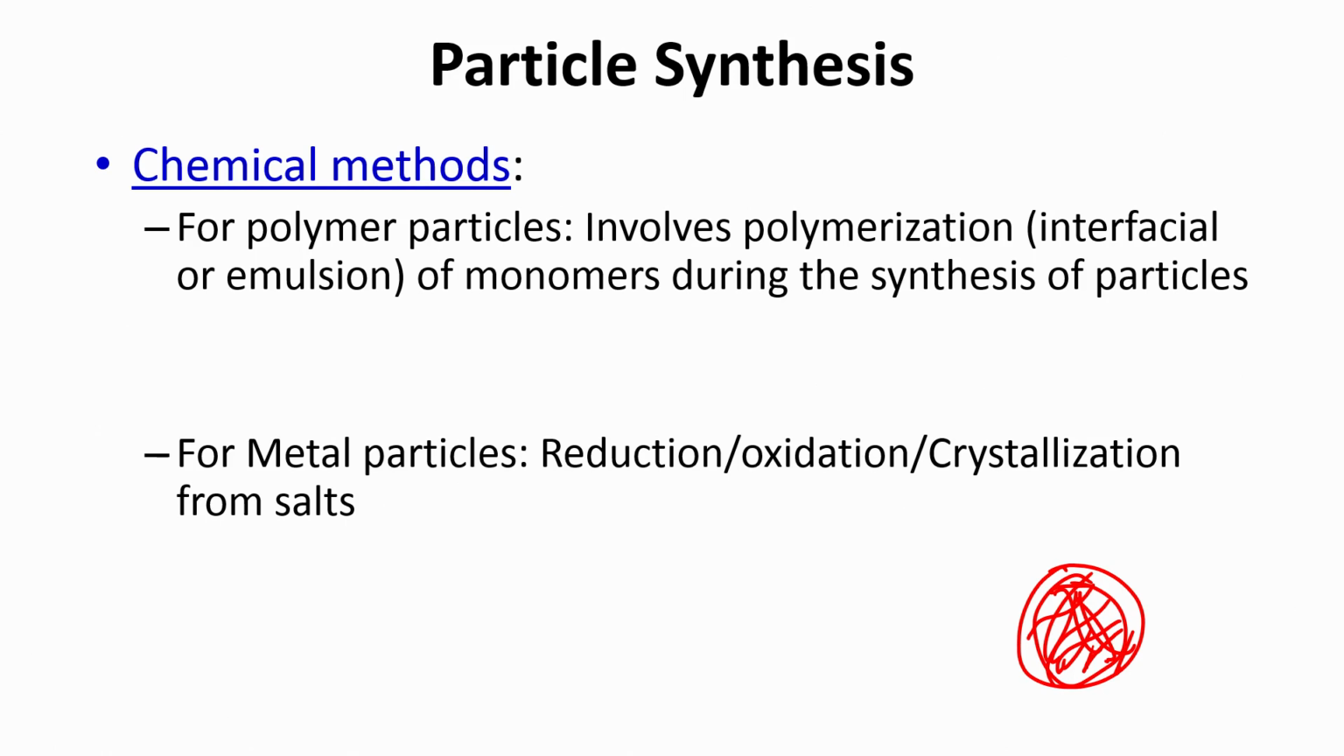For metal particles, reduction, oxidation, and crystallization from salts are used quite a lot. So, let us say you have a gold salt, an Au salt, and then you can reduce it or oxidize it to basically return it to its native state, where the atoms will start to interact with the other Au ions and form a particle, and depending on what concentration of the salt you have used, you can vary the size of these particles.